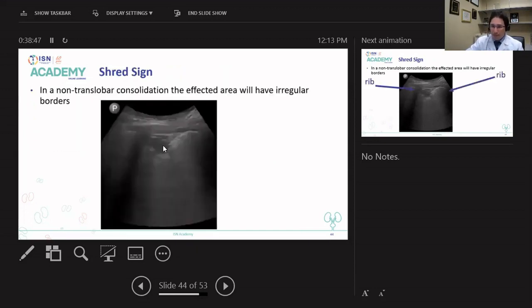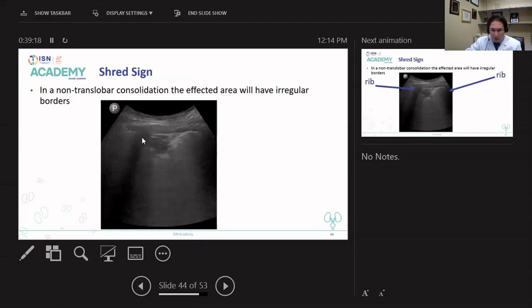Shred sign. So in a non-translobar consolidation, the affected area is going to have irregular borders. So you can imagine a healthy lung, and there is a consolidation right in there that doesn't take up the whole lung. The border between the healthy and the non-healthy is going to be irregular. It's not going to be like an abscess where it's circular or something like that. It'll be irregular and it'll look shredded. And so here we have the shred sign.